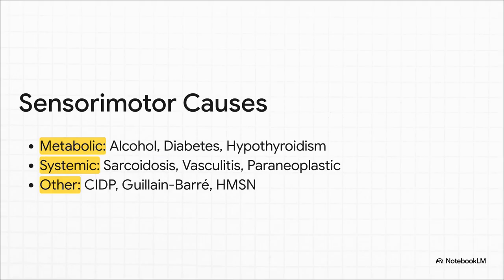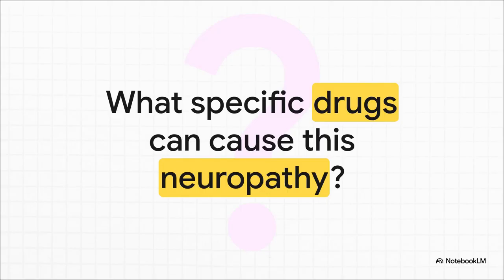Start with the metabolic causes, so alcohol and diabetes, maybe hypothyroidism and uremia. Then, smoothly pivot to systemic causes, like sarcoidosis and vasculitis. Finally, cover the demyelinating and genetic ones, like Guillain-Barré and hereditary neuropathies. That kind of structure projects total confidence, and it completely allays any fears the examiner might have about your clinical reasoning. Next up, they will inevitably try to trip you up with pharmacology.